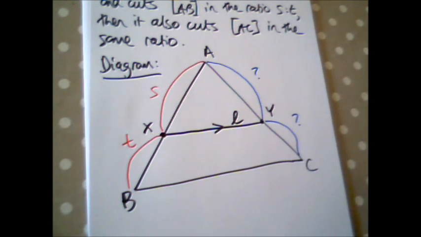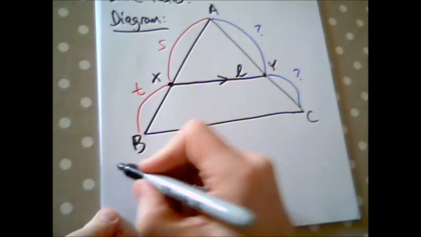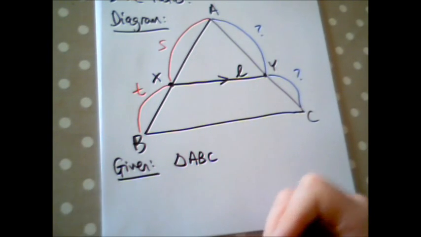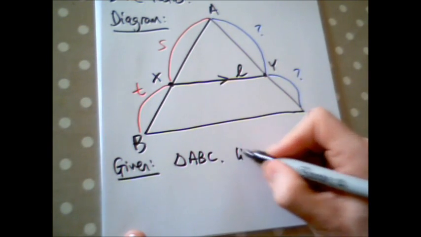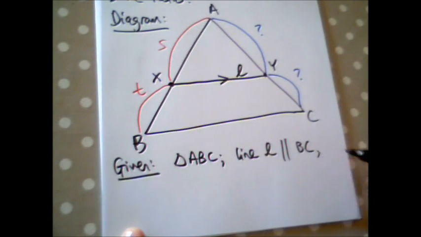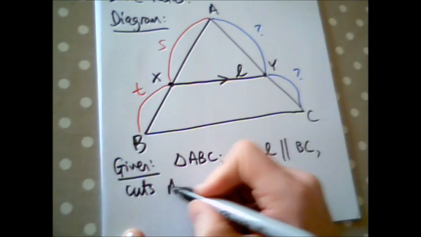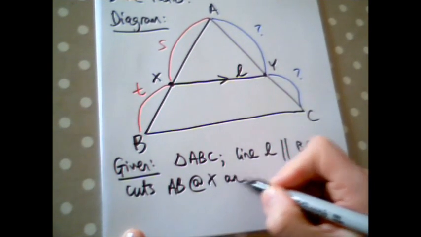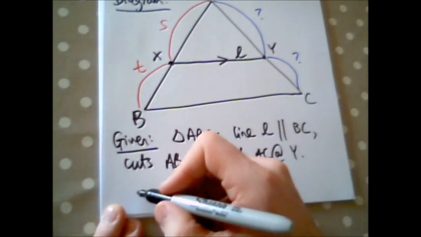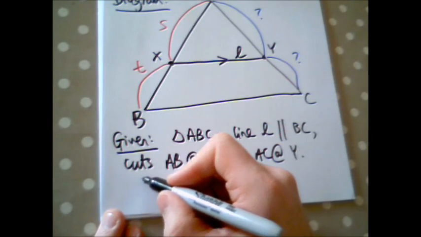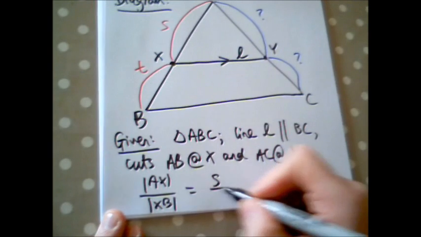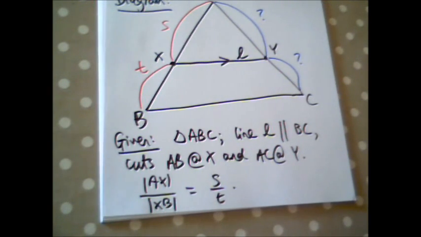Right, well, what are we given? So we're given a triangle ABC. We're given a line L which is parallel to BC, and it cuts AB at X and it cuts AC at Y. And we are also told the ratio here, so we're told that AX, so the distance AX over the distance XB is equal to S over T.